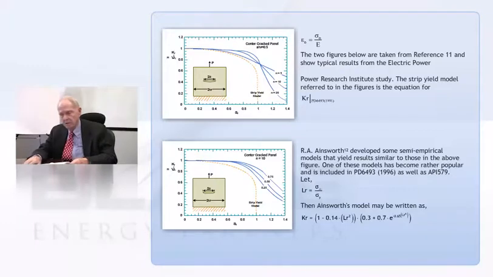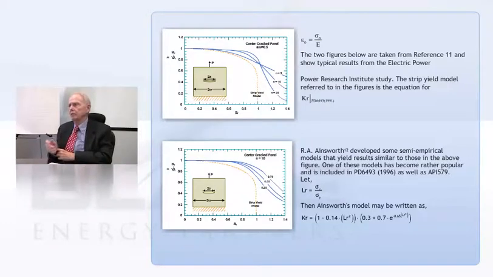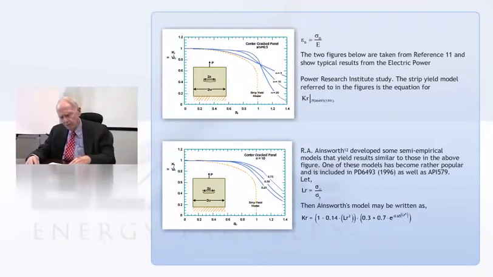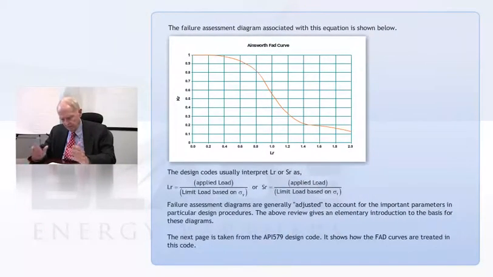And of course, this is important if you're designing these things and you have to convince an insurance company or anybody else that what you've done is legit. If you follow the code that people write, then you're sort of protected. And Ainsworth's model is what's in the code, and that's what people do. Okay, on the next page, there's a plot of what I've labeled here, Ainsworth FAD curve, failure assessment diagram curve. And this is what's used.